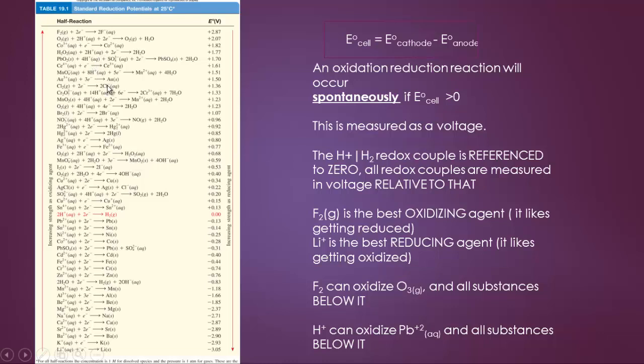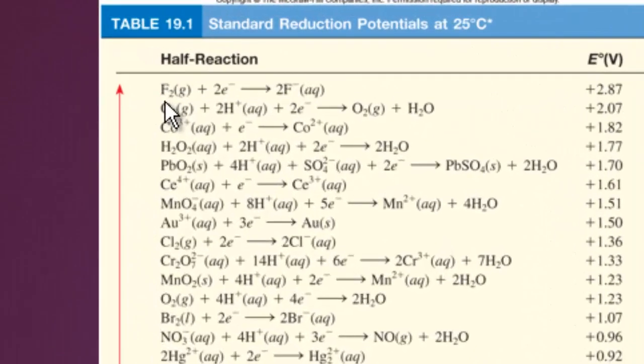And how do I know they are reduction half reactions? Because these electrons are on the reactant side. So the electrons being on the reactant side, these are all gaining electrons. As an example, fluorine F2 gas is gaining 2 electrons to become 2F minus. The associated voltage with that is positive 2.87 volts. That's the second important point: all of these are reduction half reactions, and we need to combine each with an oxidation half reaction.